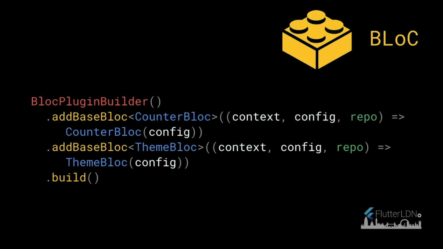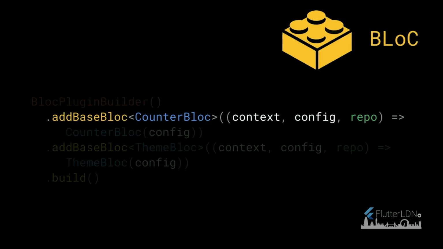The API is similar to the widget plugin, except it has this repo. So in context are all the things from the router path, so IDs, arguments, and so on. Config in this case is number 42. Repo allows you to reference other blocs from that screen.